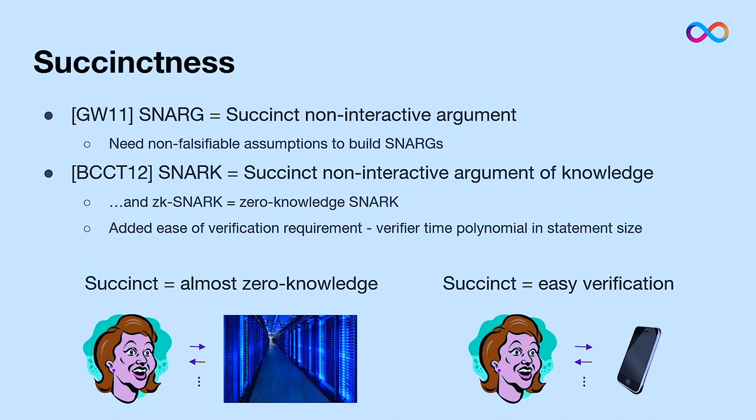Okay, and people were of course also interested in this from a theoretical perspective. So this kind of terminology, SNARKs with a G and SNARGs with a K, came about a bit later because people were interested in this problem. So Gentry and Wichs looked at it from a lower bounds perspective and showed that you need a non-falsifiable assumption to actually construct non-interactive arguments that are succinct.